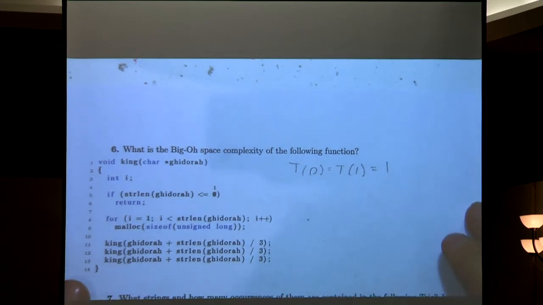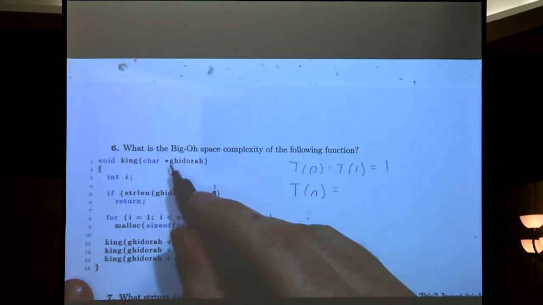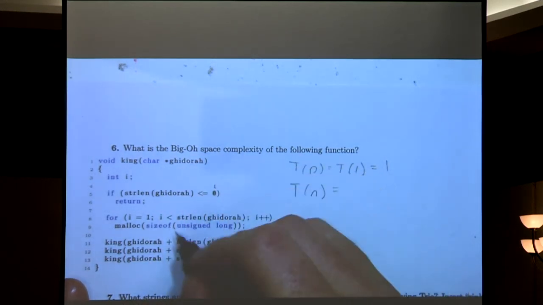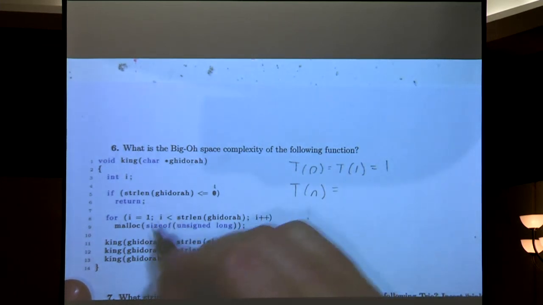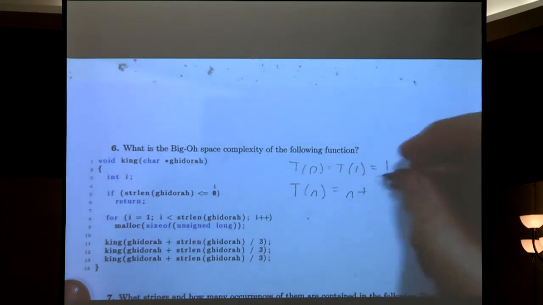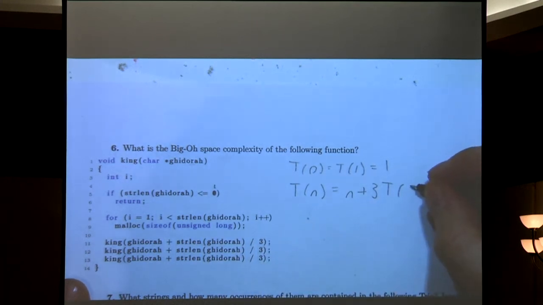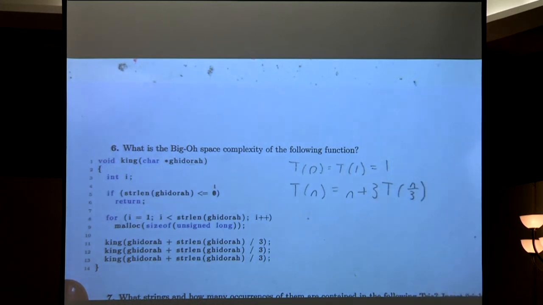Okay. Now in a length n here, we're doing n spaces we're taking up. Cool. Plus we're doing 3 recursive calls, where we pass in roughly n over 3, 1/3 of the size of the array, because we keep bumping it up every time.